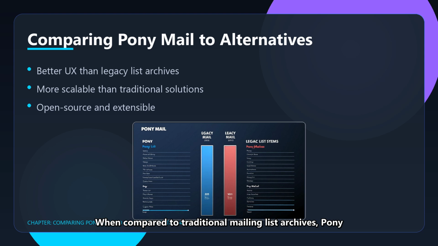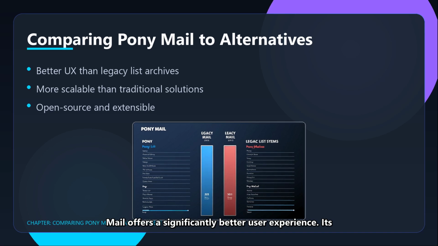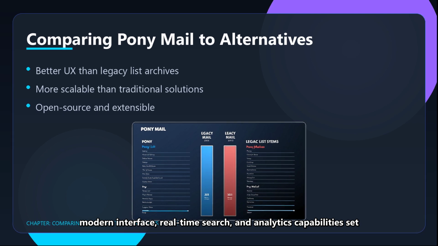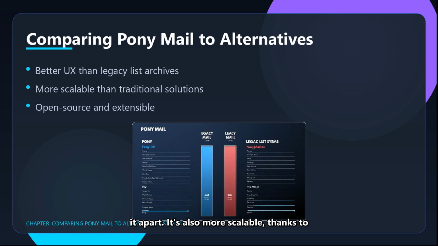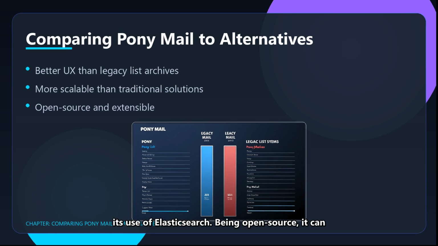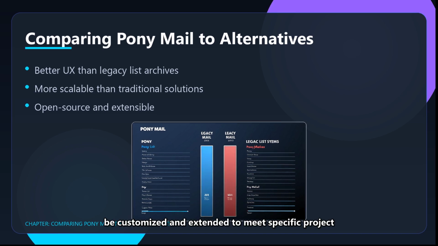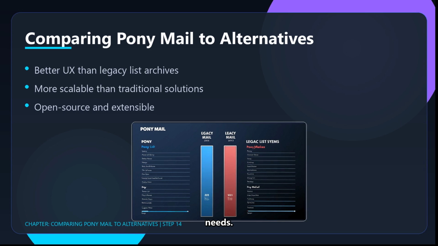When compared to traditional mailing list archives, Pony Mail offers a significantly better user experience. Its modern interface, real-time search, and analytics capabilities set it apart. It's also more scalable, thanks to its use of Elasticsearch. Being open source, it can be customized and extended to meet specific project needs.